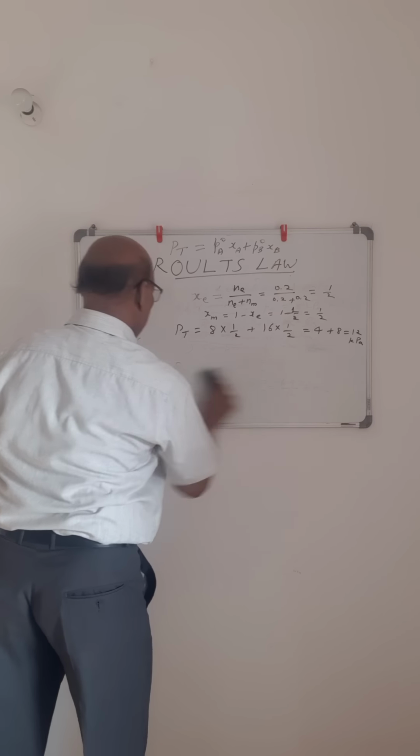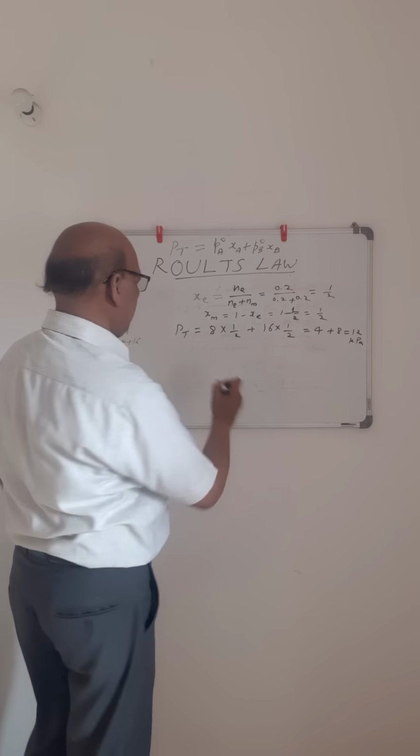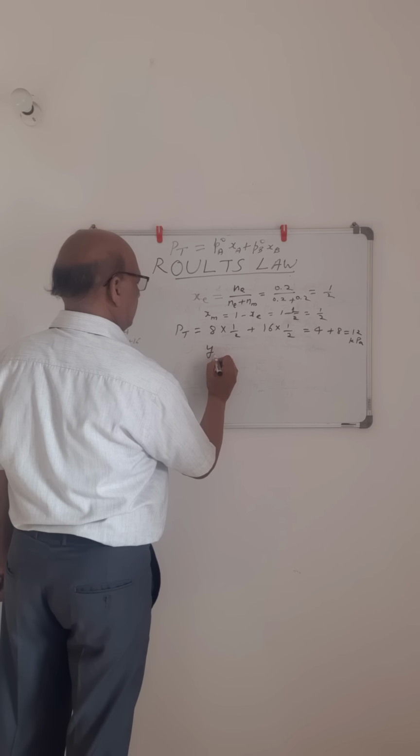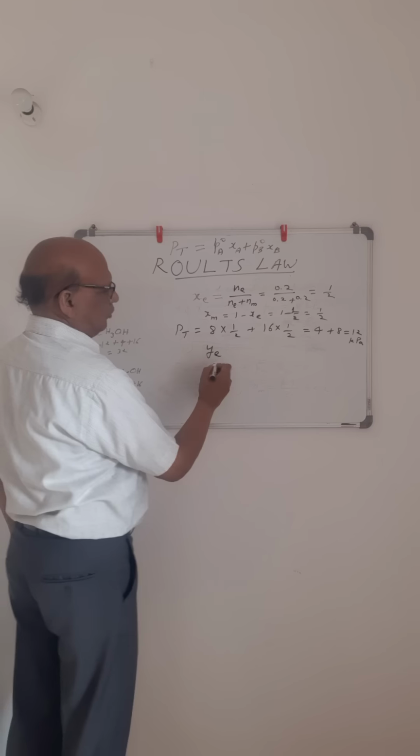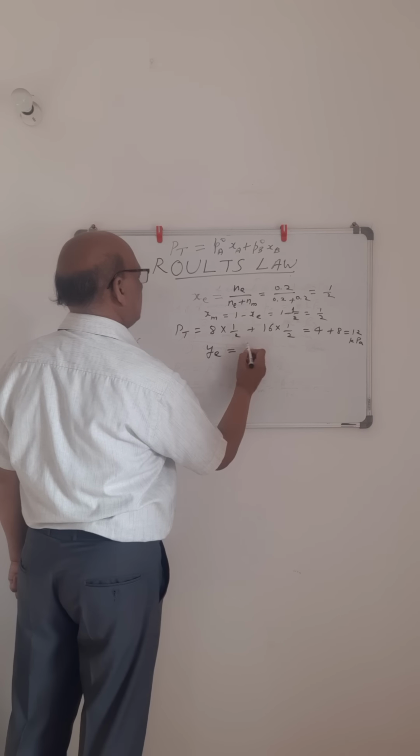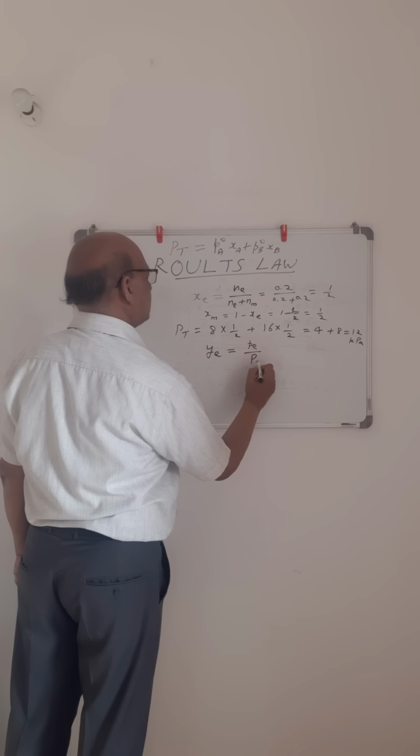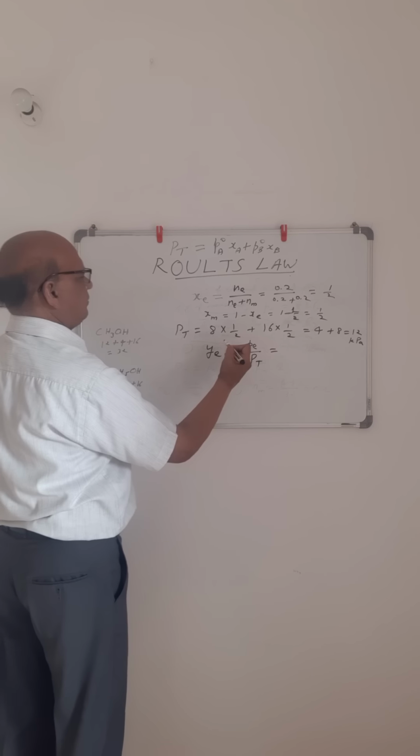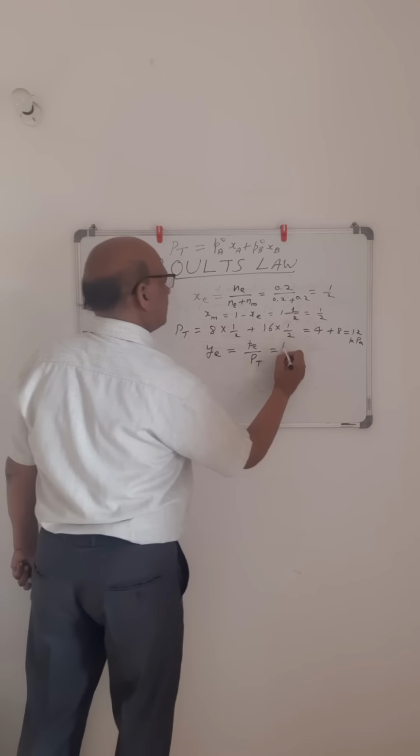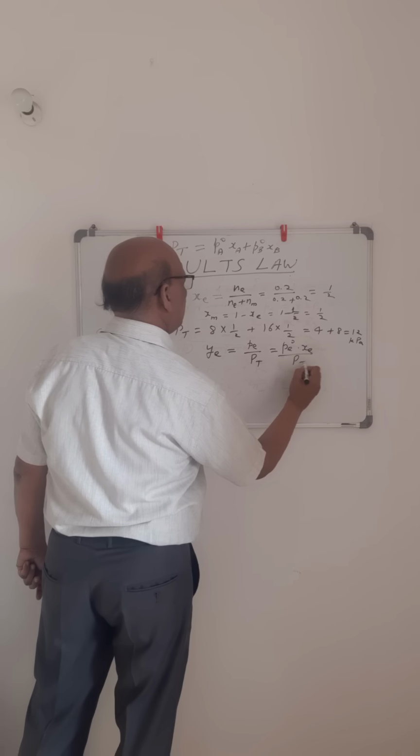Now what we have to find out is the composition of the vapor phase. We know that the vapor phase also has ethanol and methanol. So the mole fraction of ethanol in the vapor phase will be nothing but the partial pressure of ethanol upon total pressure. And what is the partial pressure of ethanol? It is nothing but this, that is PE naught into Xe, divided by P total.